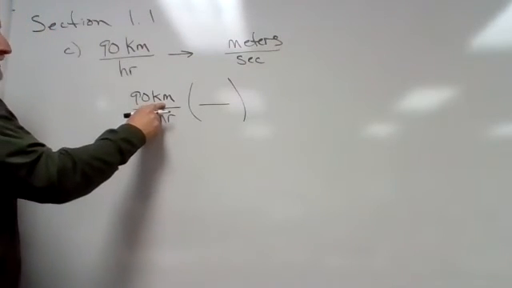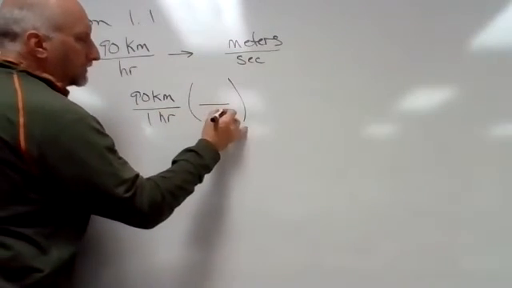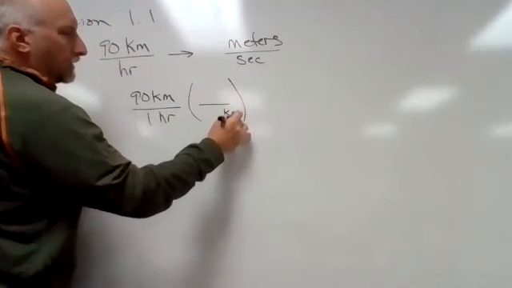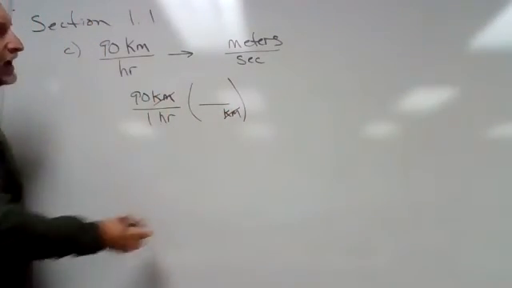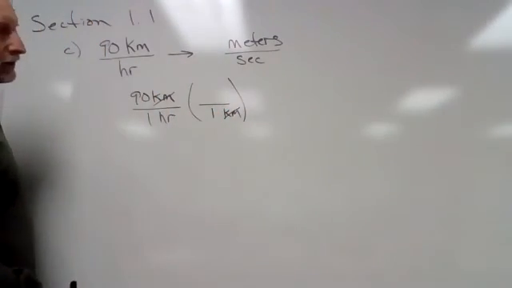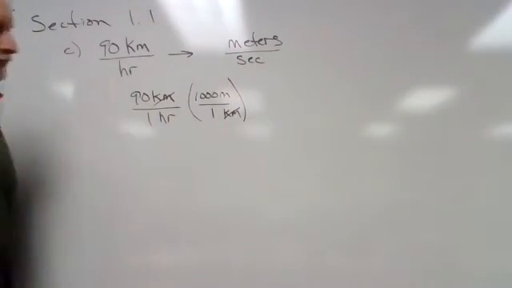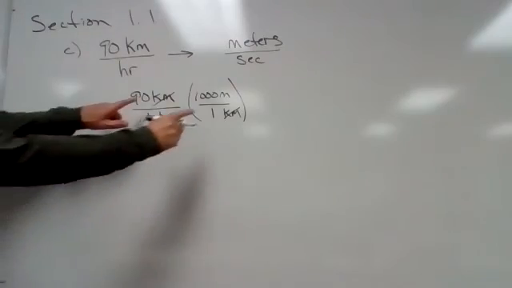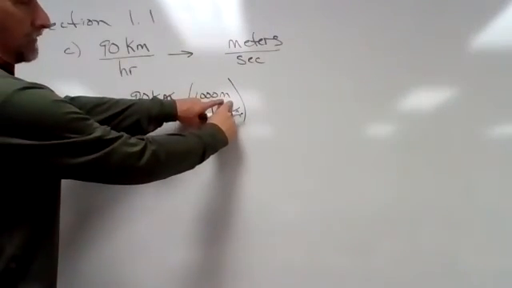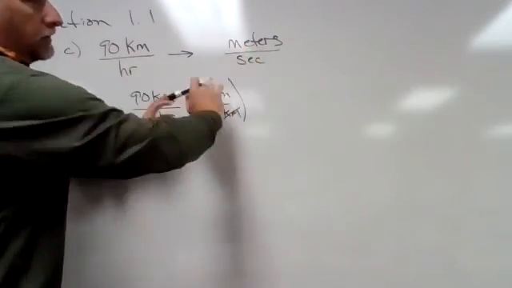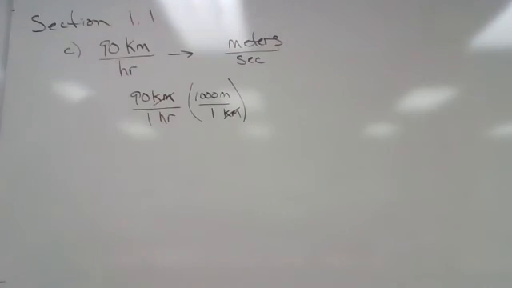So our kilometers are on top here in the numerator. I'm going to put kilometers here in the bottom, the denominator, so that they cancel. And I know that 1 kilometer, you should know that that's 1,000 meters. My kilometers have canceled. I've got meters for a final unit. That's what I want. That conversion's done.